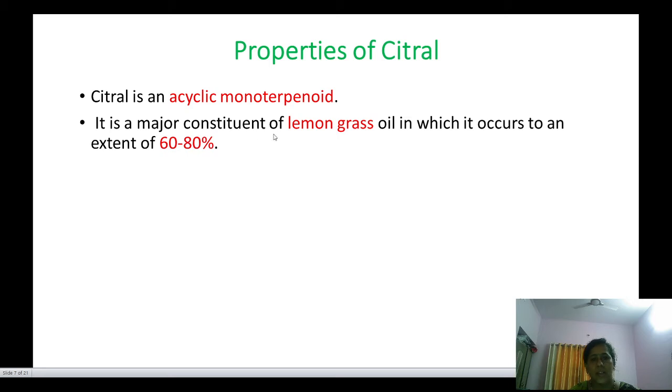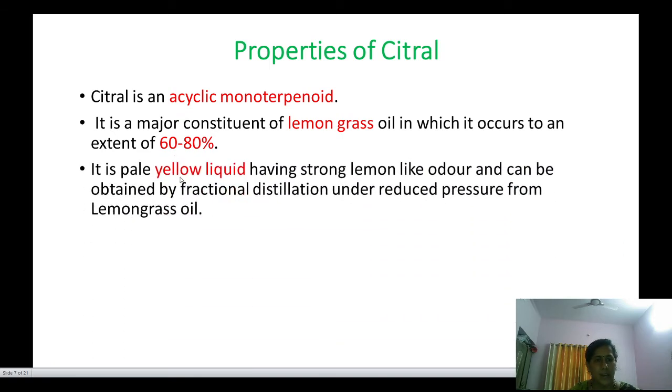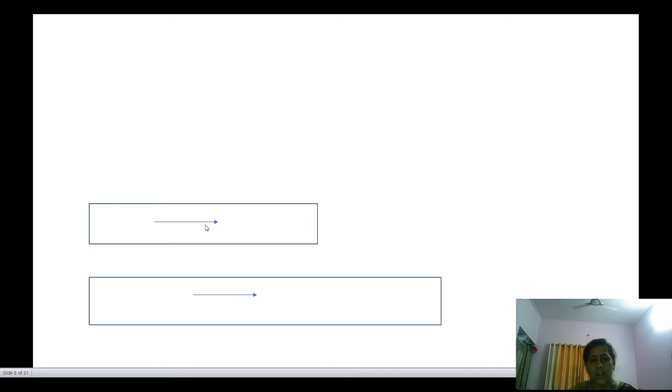Second, it is a major constituent of lemongrass oil, in which it occurs to an extent of 60 to 80%. Third characteristic, it is pale yellow in color, having a strong lemon-like odor, and can be obtained by fractional distillation under reduced pressure from lemongrass oil.